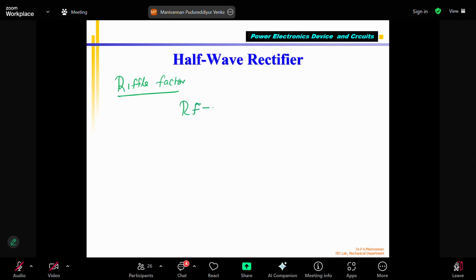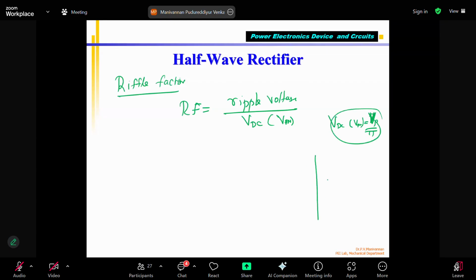Ripple factor. RF equal to, you can compute using ripple voltage divided by VDC or V average. Please note that already you know VDC or V average is computed with V peak divided by pi. Correct? Already we know this is ripple voltage. What is ripple voltage? Correct? So you can see that my voltage is pulsating. The pulsating voltage is called a ripple voltage.